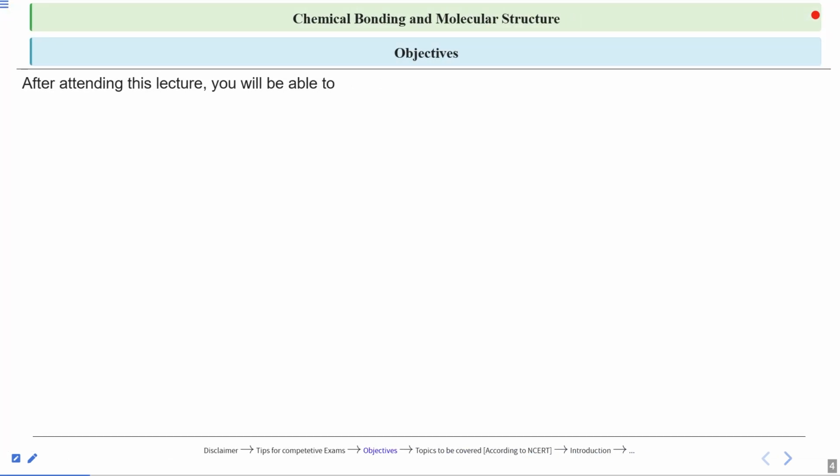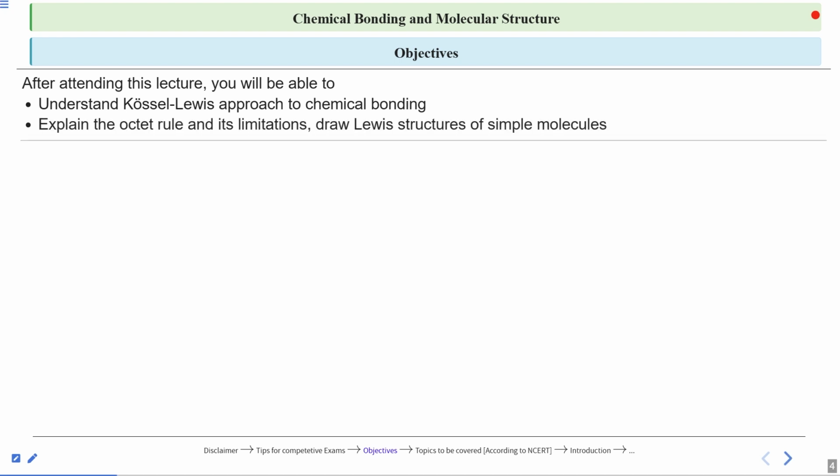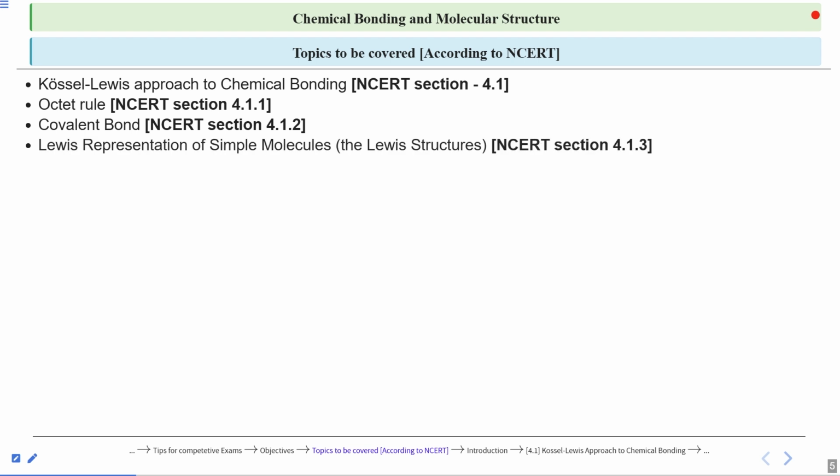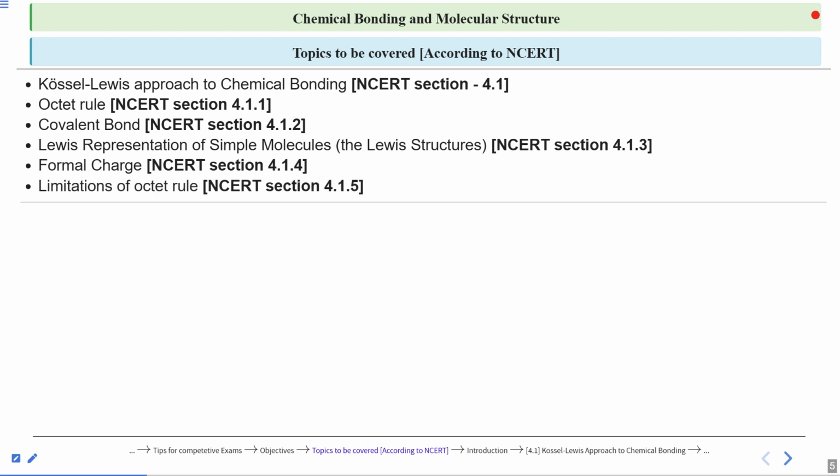Now, the objective of today's class is covering the Kossel-Lewis approach and an important aspect of this approach, which is the octet rule. Then lastly, we will see the limitations of the Kossel-Lewis approach, and try to draw some simple molecules also. In the NCERT section specifically, we are covering the Kossel-Lewis approach to chemical bonding. In that we have subparts: octet rule, covalent bond, Lewis representation of simple molecules, formal charge, and lastly limitations of the octet rule. So this is our overview of the lecture.